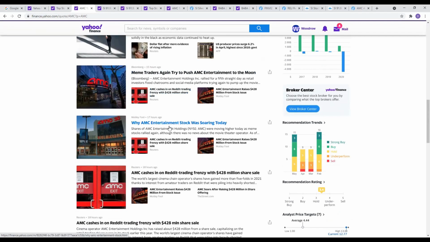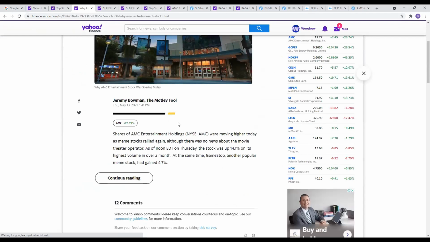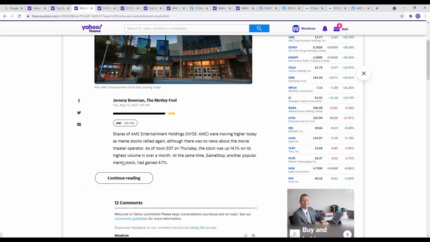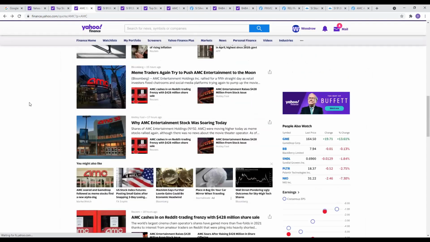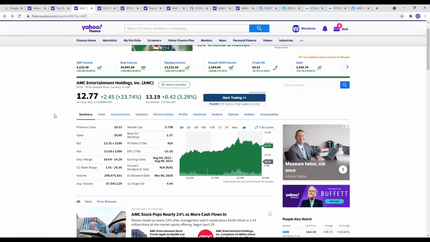Why was AMC Entertainment stock soaring today? There was no news about the movie theater operator, yet the stock price went up. GameStop, another popular meme stock, has gained 4.7%. So apparently the stock price went up, but there's no reason why. What I would do is add this stock to my watch list.